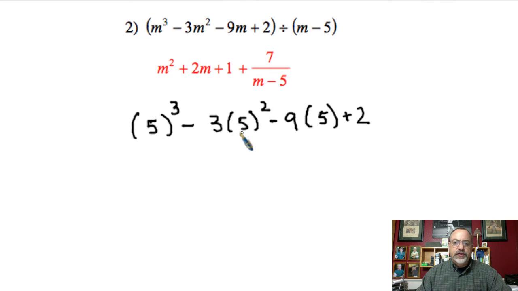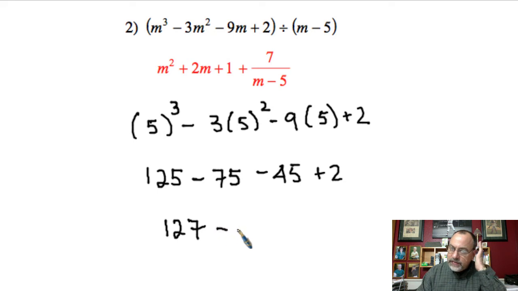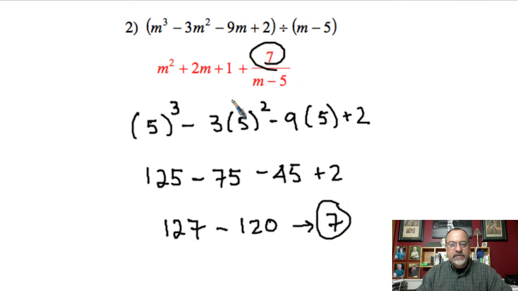Now, if you remember, you can use your store key on your calculator, store this value in as x, and then enter this in and do it a little bit quicker. But I'm doing it by hand. So 5 cubed, 5 times 5 is 25, times 5 is 125. And then 5 squared is 25 times negative 3 is negative 75. Negative 9 times 5 is negative 45, and then plus 2. So this 125 and this positive 2 is 127, and this is going to be negative 120, right? Okay, and then we subtract that. That gives me a positive 7, which is the remainder that I got when I did my division.